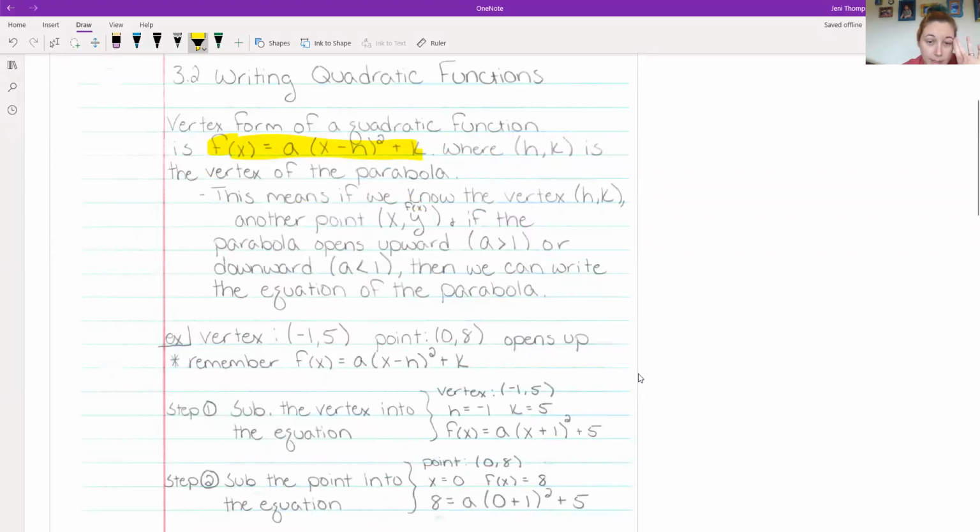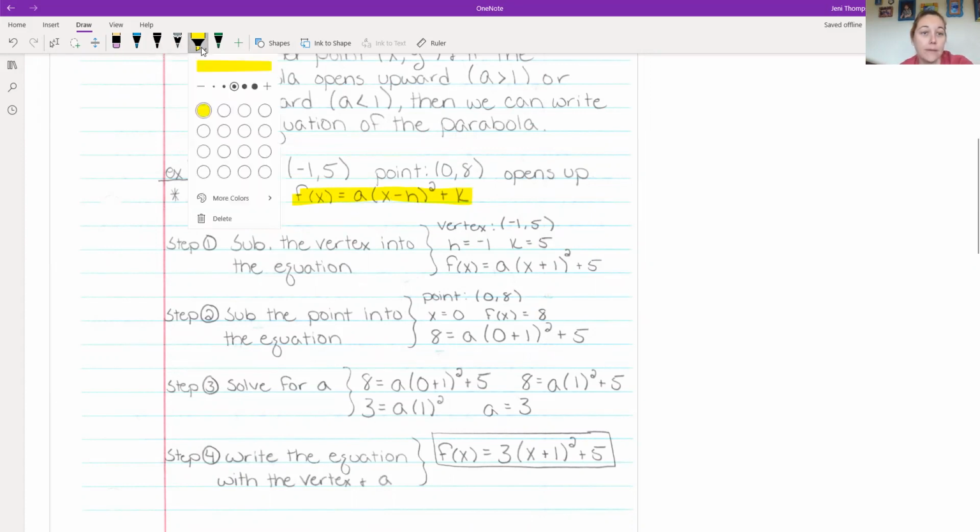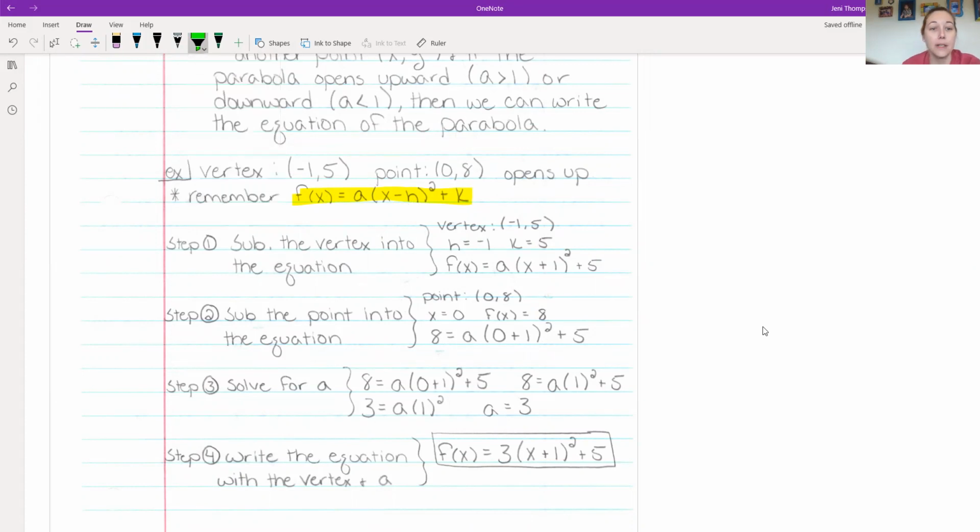So let's look at this example here. Remember, here's our function, right? Here's our parent function. So everything we have, we're going to put into this. So I've got my vertex here. That's my H and K, right? So here's my vertex.